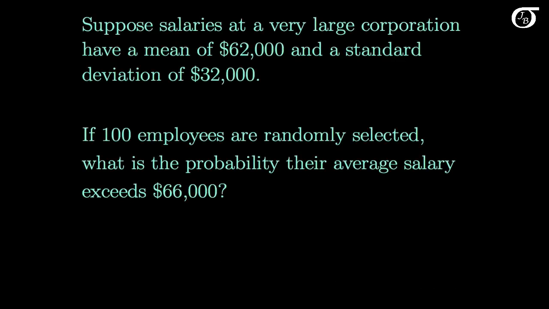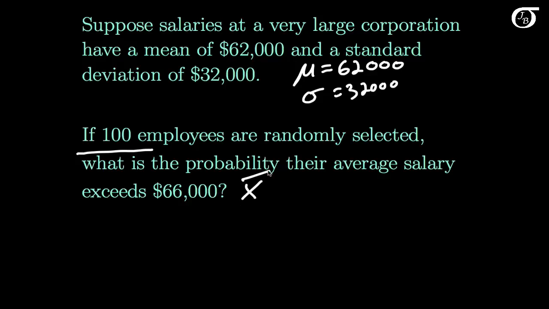But suppose we change the question a little bit. We still have the same premise in that we're sampling from a population with a mean of 62,000 and a standard deviation of 32,000. And here it changes to: if 100 employees are randomly selected, what is the probability their average salary exceeds $66,000? We're going to let x bar represent the average salary of those 100 employees. And we want to know the probability that x bar takes on a value greater than $66,000.